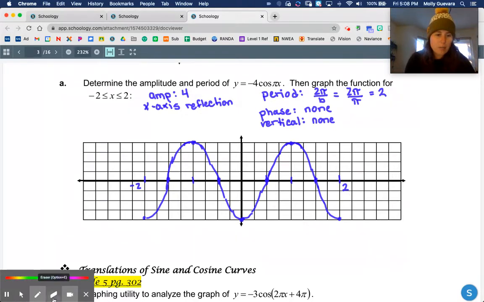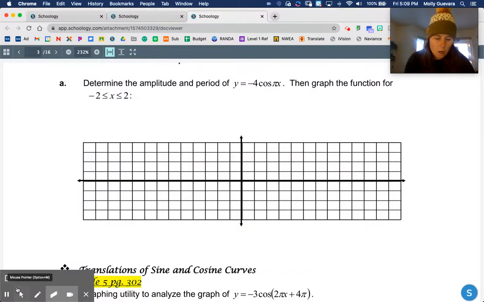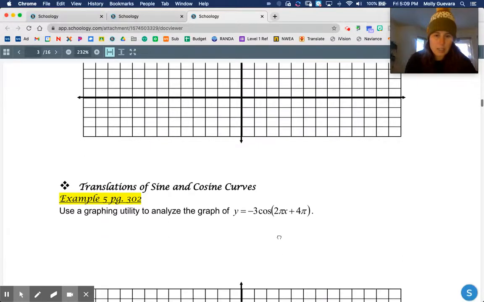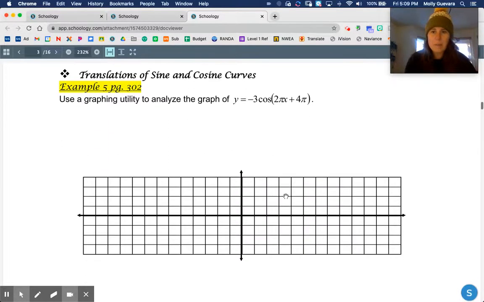Okay, so now we're going to move on to our translations. So we're going to look at, I have my sine wave, but it's been moved. Does that make sense? So I've moved it left or right or whatever.